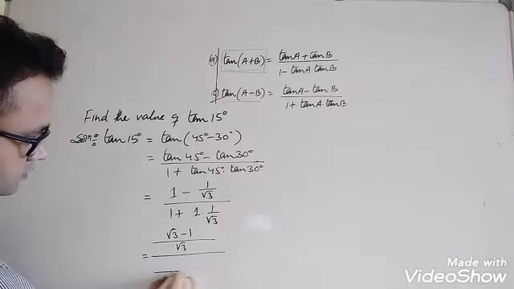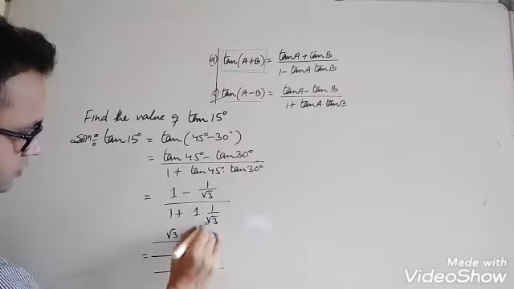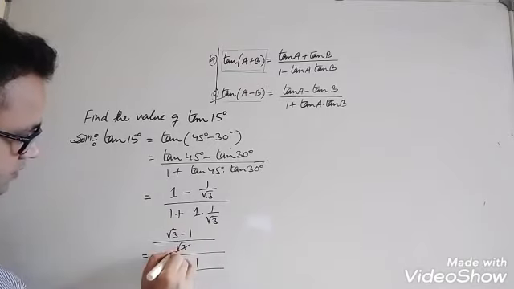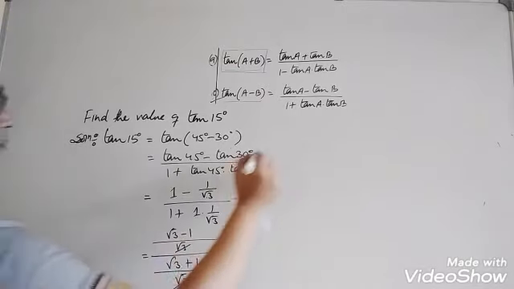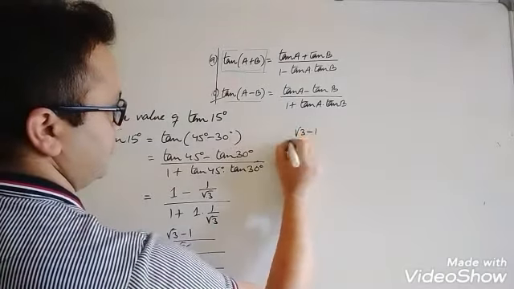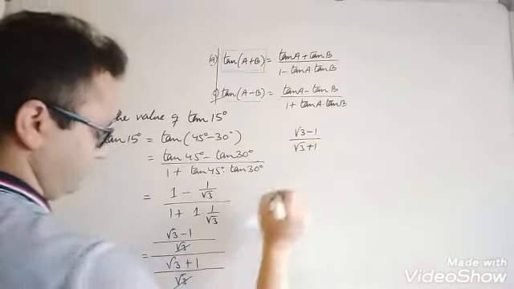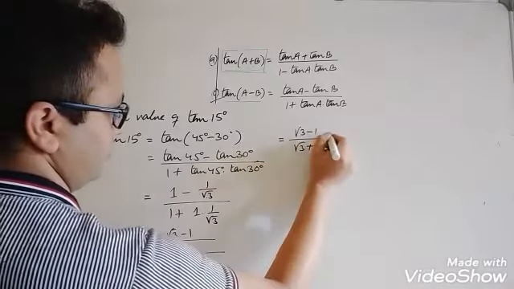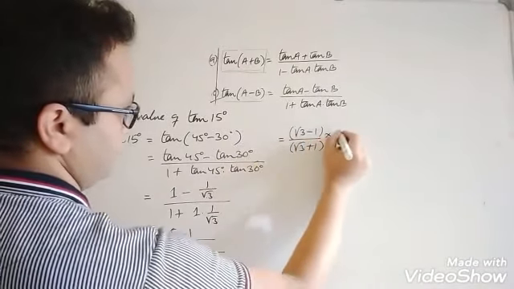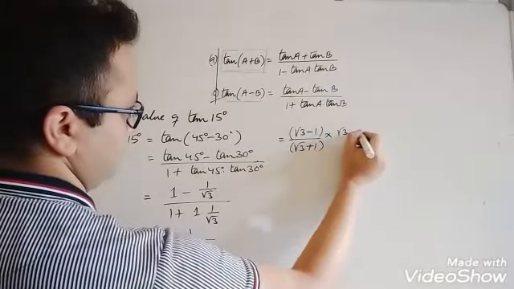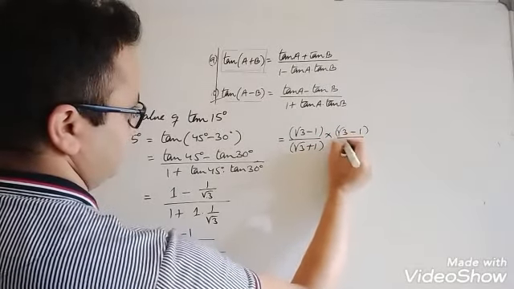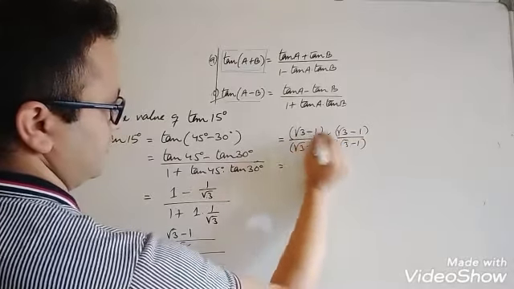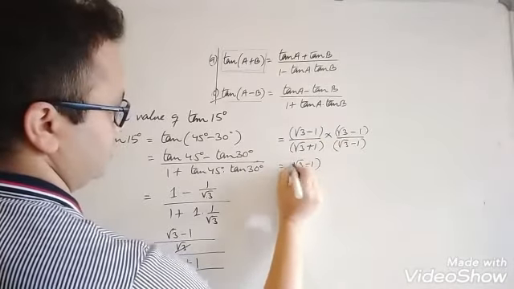this is root 3 into 1, root 3 plus 1. Now we can cancel the denominator because they are the same. So this equals root 3 minus 1 divided by root 3 plus 1. Now again rationalize the denominator with the opposite sign. So here is plus, we have to put minus: root 3 minus 1 divided by root 3 minus 1. So these are the same, we can write (root 3 minus 1) whole square.